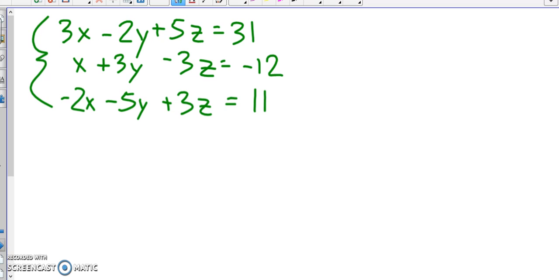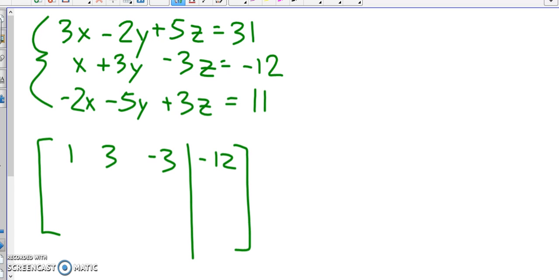Now, when we make our matrix here, remember that you need a 1 in the upper left. I hope you can see that you can swap rows. Do you want to just go ahead and swap rows as we write the first matrix so we don't have to write it out and then write it again with the rows swapped? That sounds like a good plan to me. So let's go ahead and just swap row 1 and row 2. So this would look like 1, 3, negative 3, negative 12, and then 3, negative 2, 5, 31, and then negative 2, negative 5, 3, and 11.